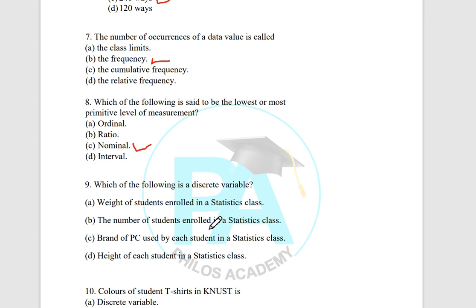B says the number of students enrolled in a statistics class. You can count the number of students. So that makes the answer for question 9, B, a discrete variable. But check all the possible answers. Weight is continuous. Brand of PC is not in numbers, so this is actually a qualitative variable. Then height is quantitative, but it falls under the continuous. So the correct answer for question 9 is B. Okay, so let's proceed.